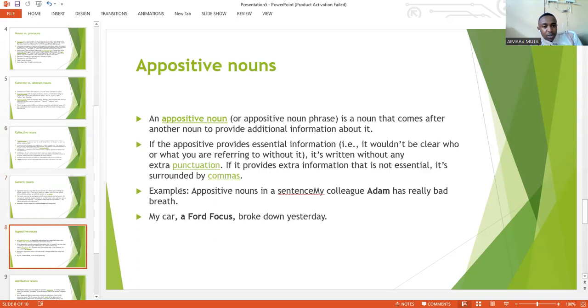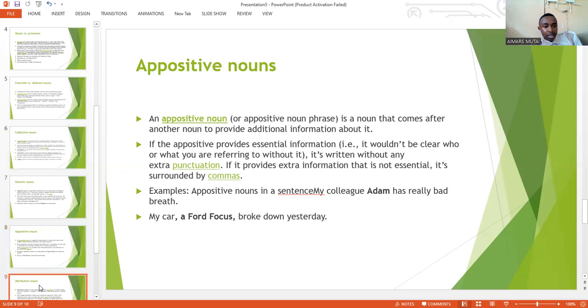The next is the appositive noun. An appositive noun or appositive noun phrase is a noun that comes after another noun to provide additional information about it. If the appositive provides essential information, that is, it would be unclear who or what you are referring to without it, it's written without any extra punctuation. If it provides extra information that is not essential, it's surrounded by commas. For example, an appositive noun in a sentence: My colleague Adam has really bad sleep. My car, a Ford Focus, broke down yesterday.